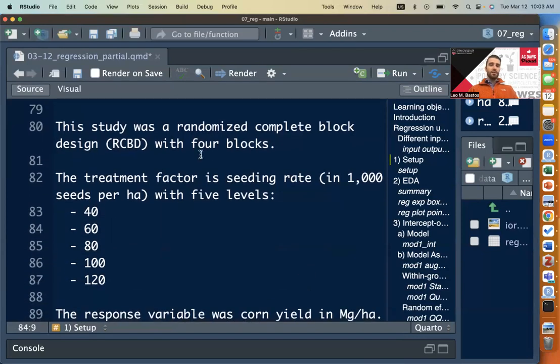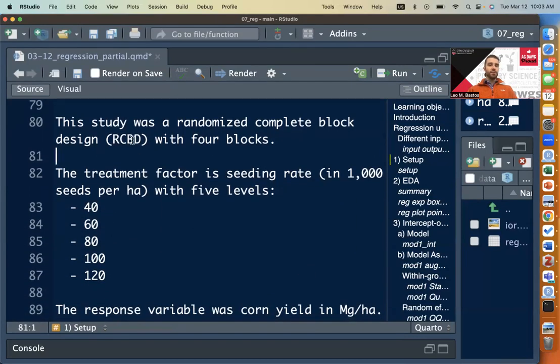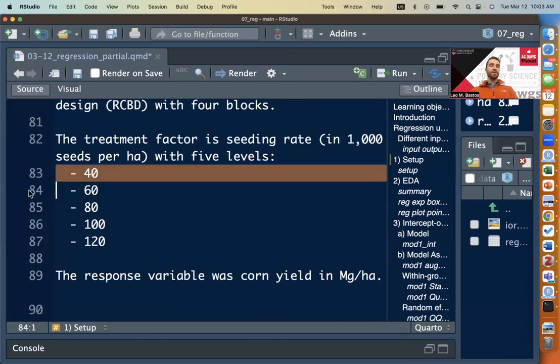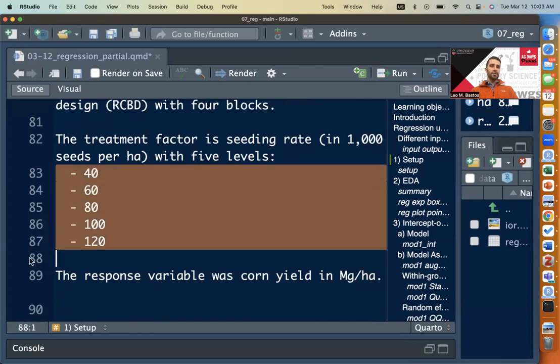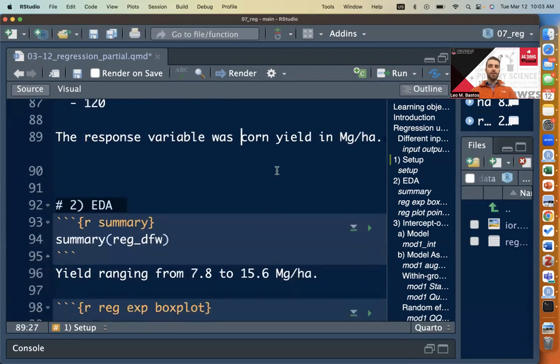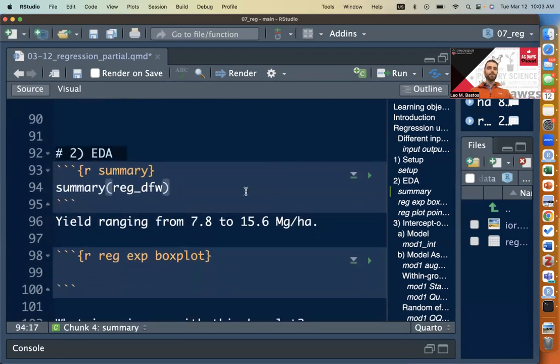All right, so I'm just giving you some more information here. It was in our CBD, looking into the effect of seeding rate on yield, and seeding rate had 5 levels, 40, 60, 80, 100, 120, and then corn yield was measured in megagrams per hectare or tons per hectare.